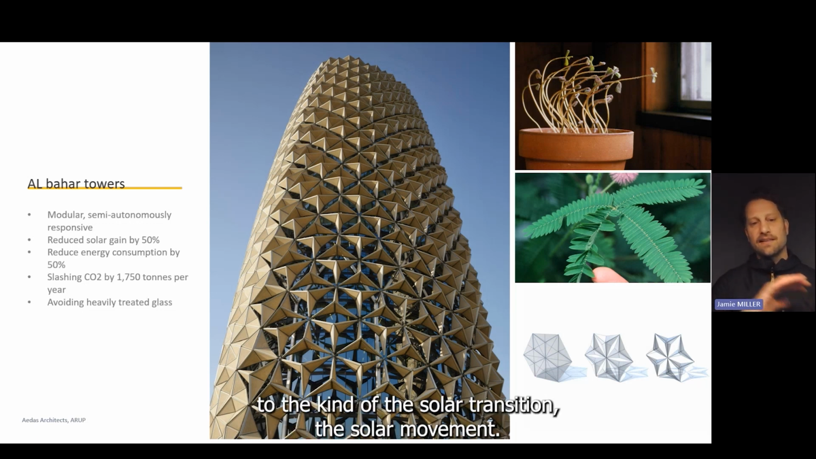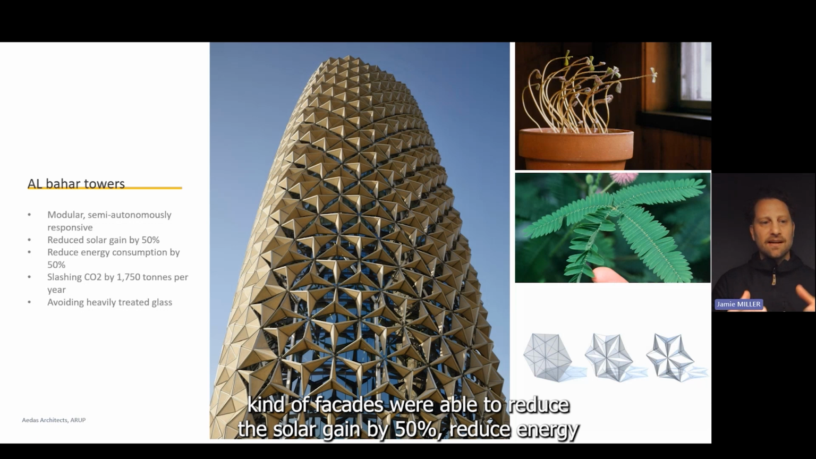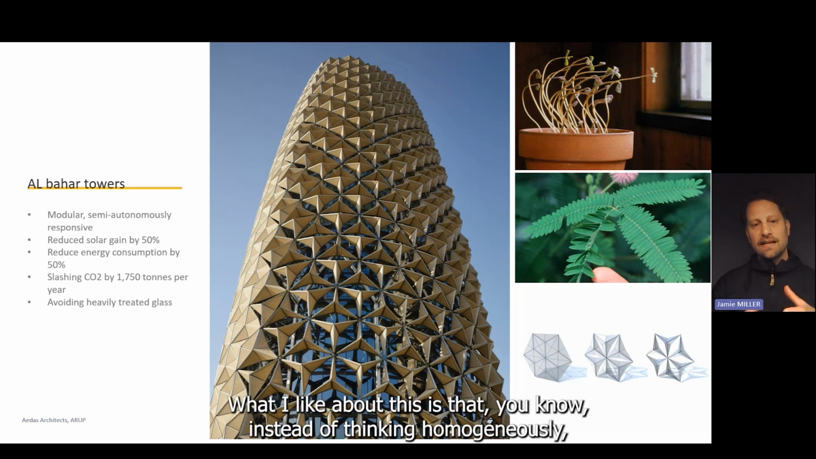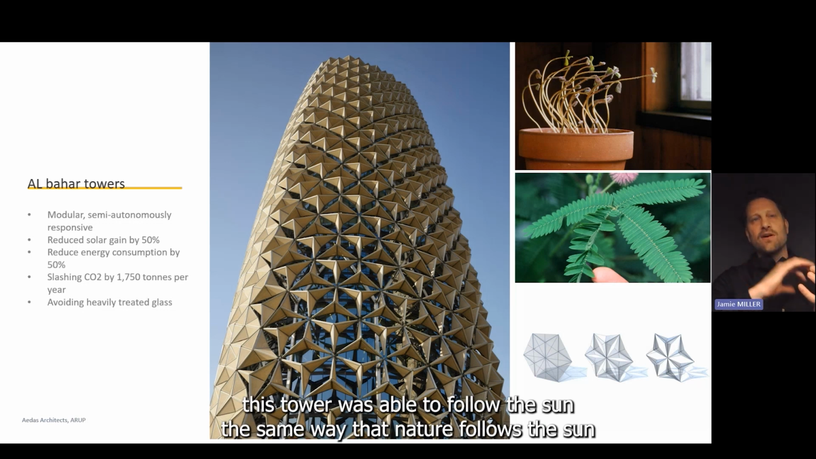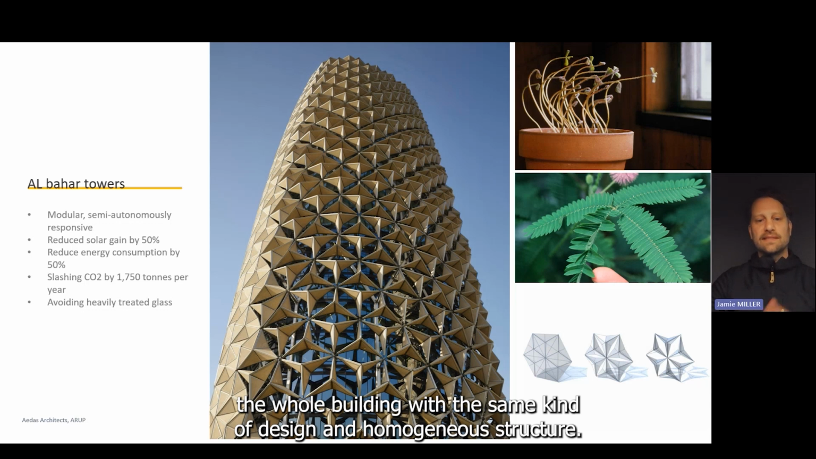Al-Bahar Towers is a classic example of biomimicry where they've added, again, the second skin that adapted to the solar transition, the solar movement. And what they're able to do is these semi-autonomously responding facades were able to reduce the solar gain by 50%, reduce energy consumption by 50%, and therefore slash CO2 by almost 2 tons per year. What I like about this is that, instead of thinking homogeneously, this tower was able to follow the sun the same way that nature follows the sun and uses its processes to maximize its efficiency, instead of just coating the whole building with the same kind of design and homogeneous structure.